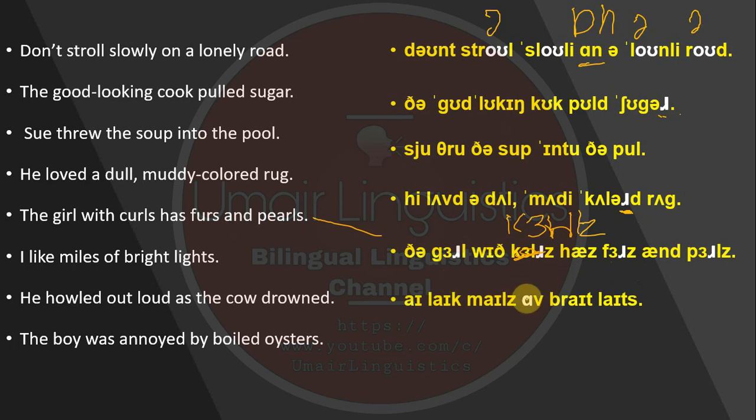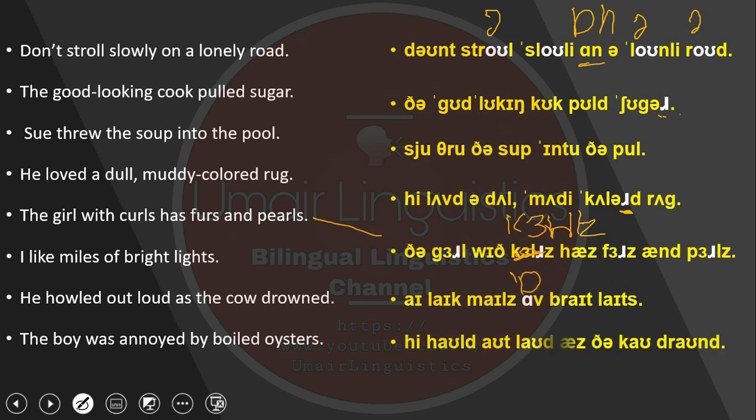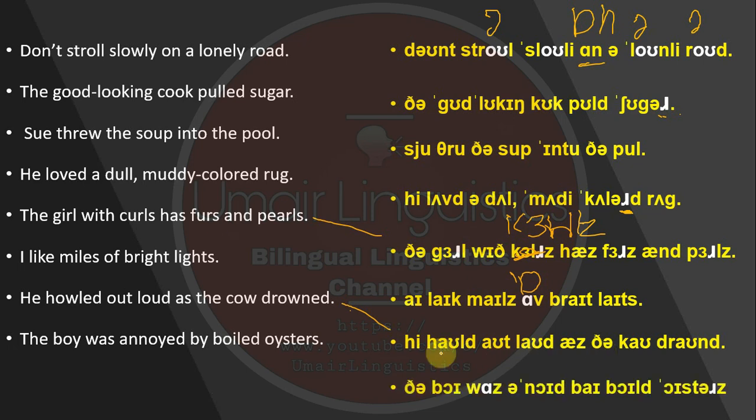Then: I like miles of bright lights. In British English, instead of this A, we might have this O. Then this one: he howled out loud as the cow drowned. And the last one: the boy was annoyed by boiled oysters. In British English it will be just like "was", and there would be no R.